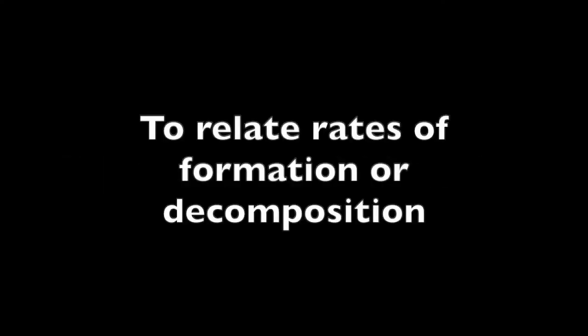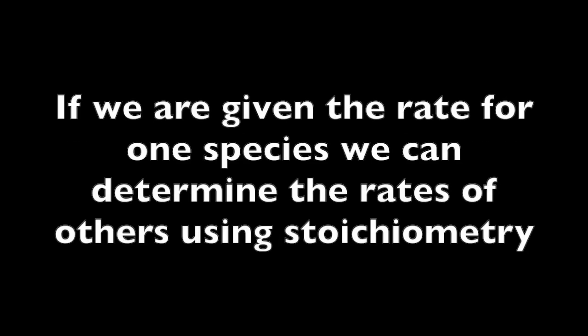The concentration of the reactants is typically decreasing, and the concentration of the products is typically increasing. We can use stoichiometry to relate rates of formation or decomposition of the various species in a reaction to each other. In other words, if we're given the rate for one species in the reaction, we can calculate the rates for the other species in the reaction using stoichiometry.